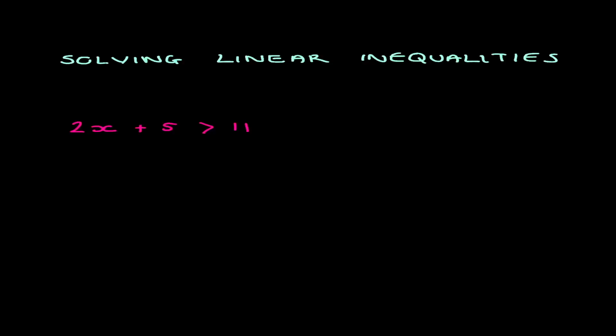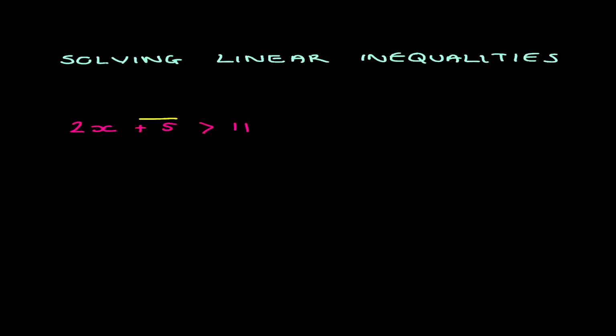Okay, so let's start off with a nice easy one. We've got 2x plus 5 is greater than 11. So a little hack is just treat this inequality sign as an equal sign for now, and just do what you would do in algebra. So in algebra, you want to rearrange this equation so that the pronumeral, the x, is by itself.